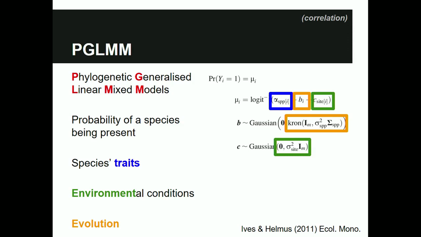What you can also do is fit models where you say, okay, have the responses of species using those traits to that environment, has that evolved? And you can transform, essentially, this kind of random effect term in such a way that you can test different models of how you think species trait evolution might have played out.